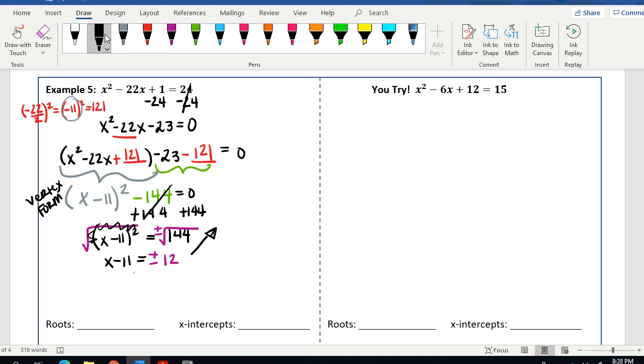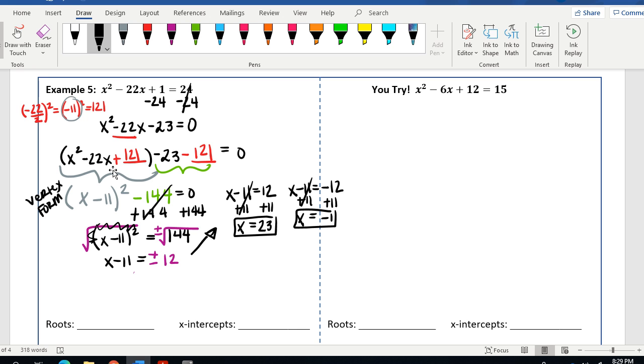Now I'm going to come over here and I'm going to create my two equations. So I'm going to have x minus 11 equals a positive 12, and x minus 11 equals a negative 12. So for the first linear equation, I'm going to add 11 to both sides. So I get x equals 23. And my second equation, I'm going to add 11 to both sides. So I get x equals a negative 1.